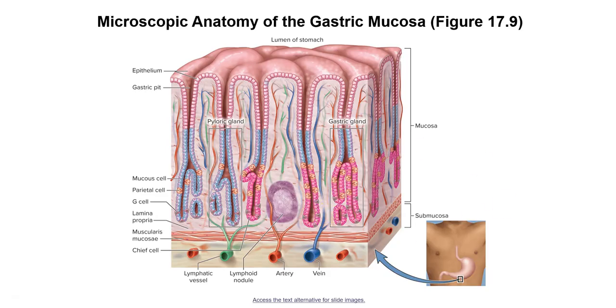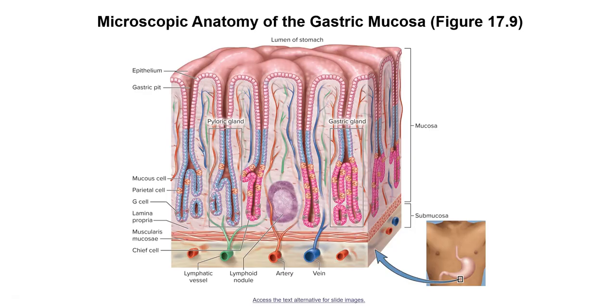The chief cells are the most numerous cell type in these glands typically, and these are the ones that produce enzymes. Pepsinogen is the major one, as well as gastric lipase. Now pepsinogen is an enzyme that's going to aid in the digestion of proteins. Gastric lipase is an enzyme that will aid in the digestion of lipids or fats.